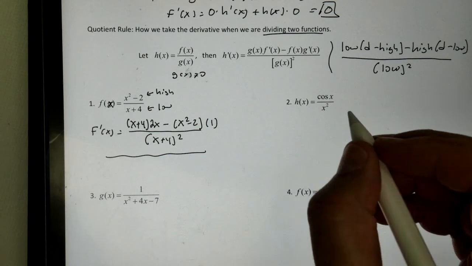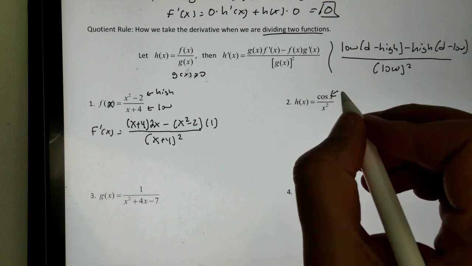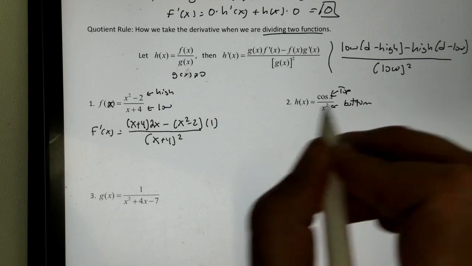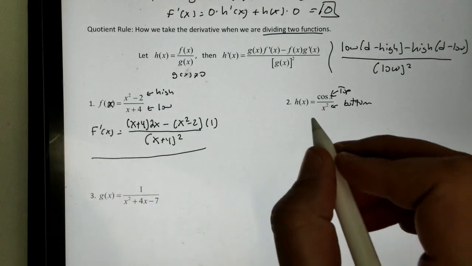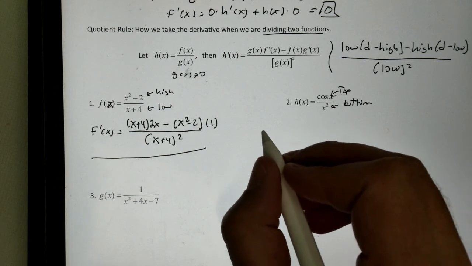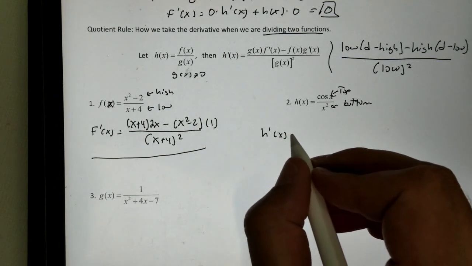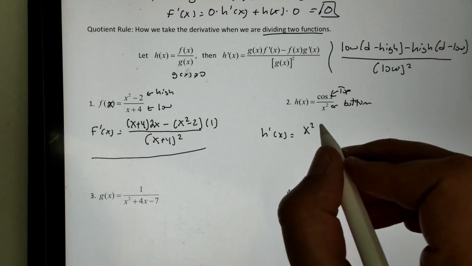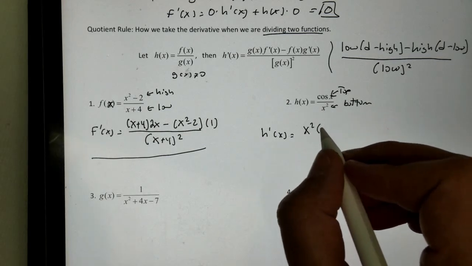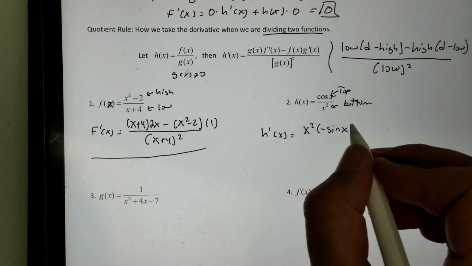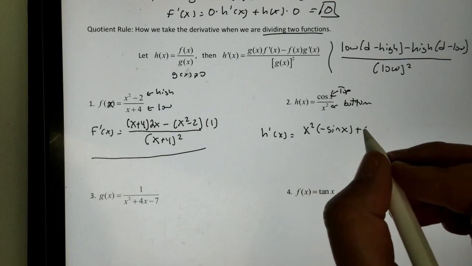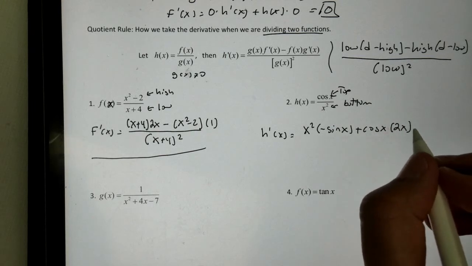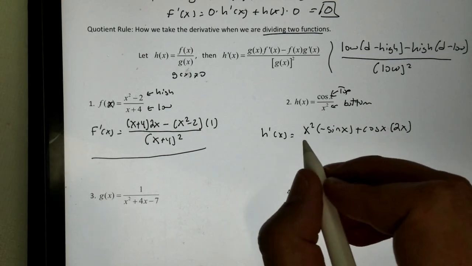So when we look at number 2, there's our top function, and there's our bottom. When we take the derivative, we're going to get h prime of x equals low, which is just x squared, times the derivative of the top, which is cosine. Be careful, that's negative sine of x. Plus the top function, the cosine of x, times the derivative of the bottom, 2x. Dos Equis. Stay nerdy, my friends.